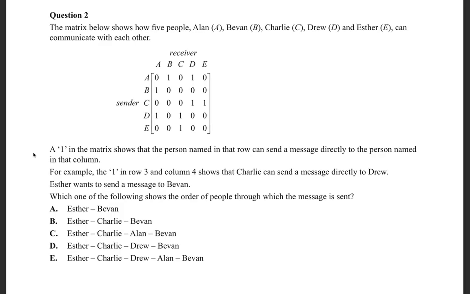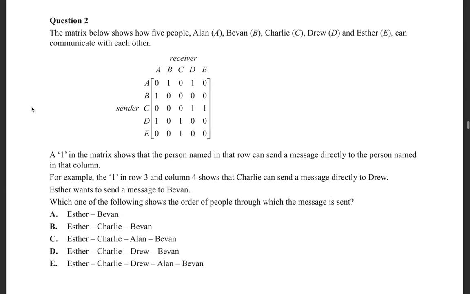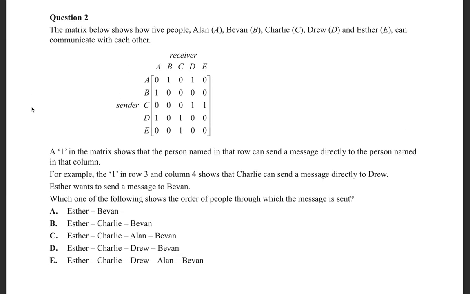A question you might be given, for example, this one is from the 2017 Further Maths Exam 1, Question 2 in the Matrices module. What I'd suggest is that you pause this now, complete this question, and then come back to check the solution, which would be a great idea. The question says, the matrix below shows how 5 people, A, B, C, D, and E, can communicate with each other. The ones indicate communication. This is the sender, this is the receiver, and Esther wants to send a message to Bevan. So E wants to go to B.